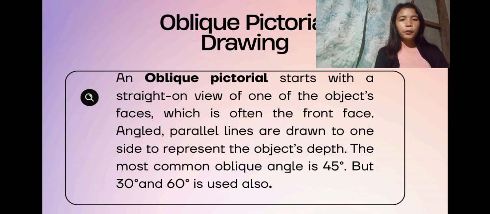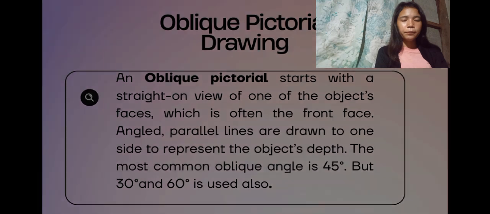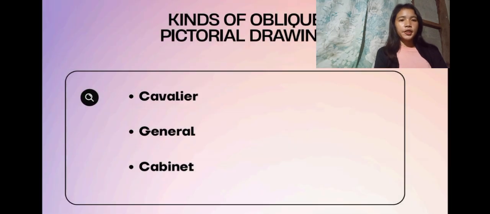So in oblique drawings, we start with a straight-on view of the object's front face. Then, we add depth using angled parallel lines, usually at 45 degrees, but sometimes 30 degrees or 60 degrees. So oblique drawings are easy to create because one face is drawn in its true shape. So there are three kinds of oblique drawings: the cavalier, general, and the cabinet.